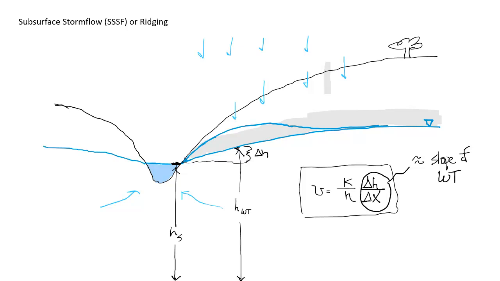As we raise the water table in the vicinity of the stream, we increase the rate of groundwater flow into the stream. This is going at a much faster rate because this gradient, this slope, is much higher than it was previous to the storm. So we're getting enhanced base flow right near the stream as a result of lifting the water table in the immediate proximity of the stream. And that is the cause of subsurface storm flow, also called water table ridging.